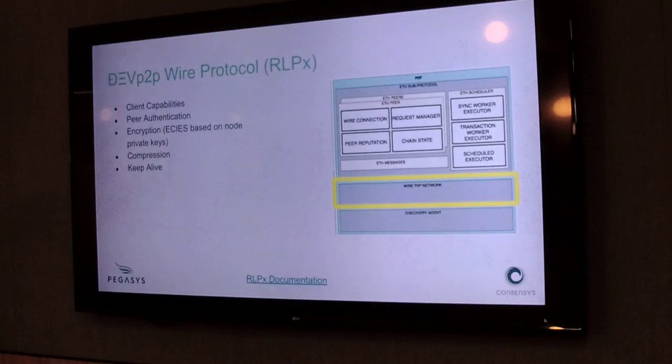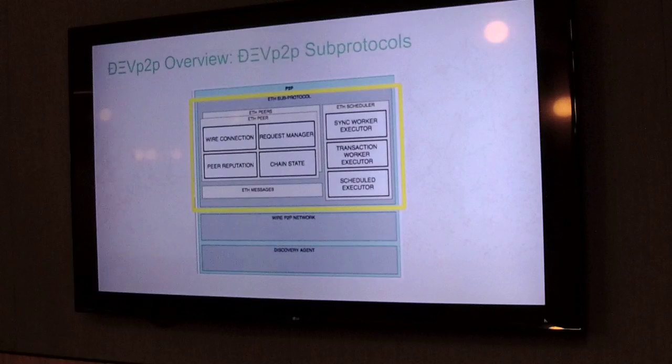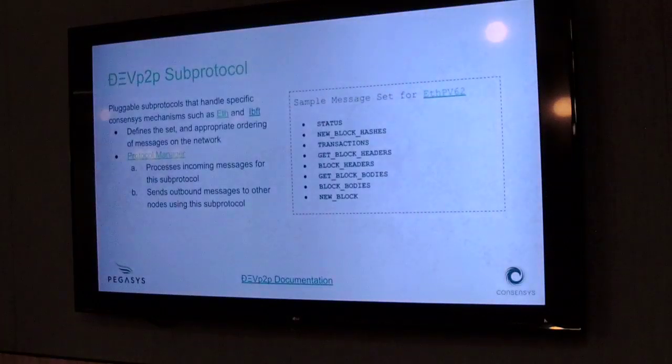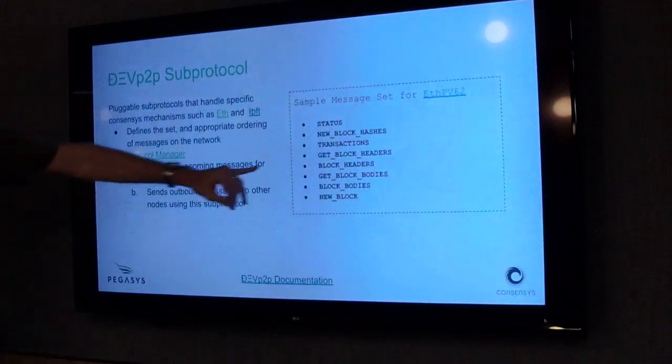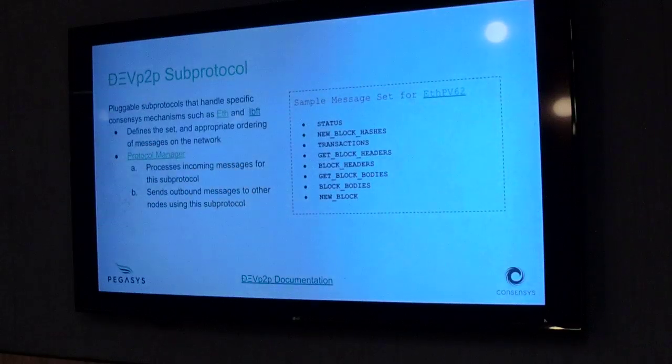And beyond that, some keep alive, some compression at that level. But then the real work happens at the sub-protocol level. So the most significant of those is ETH, and that's where you get messages like new block hashes, new blocks. When I said that the synchronizer goes out and gets headers, it sends an ETH get headers method message and will be returned with block headers. So that level of communication allows you to do most of the things you need to.